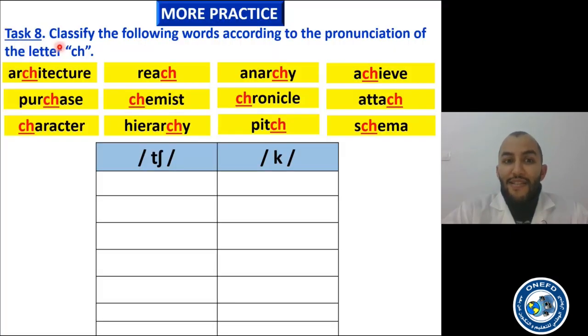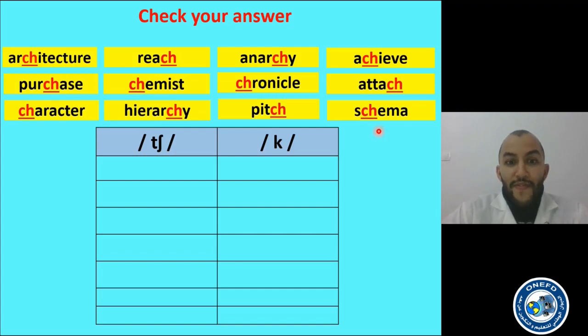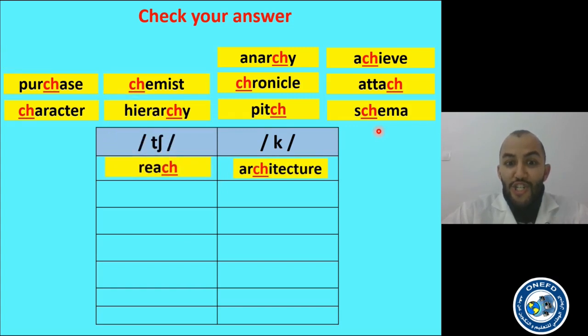Let's move on. Task number 8. Classify the following words according to the pronunciation of the letter CH. So either it's pronounced ch or k. I'll give you a few minutes to think about it, and then we'll correct it together. Okay. Now let's check your answers. The first one, architecture. K sound. Second one, reach. Ch.